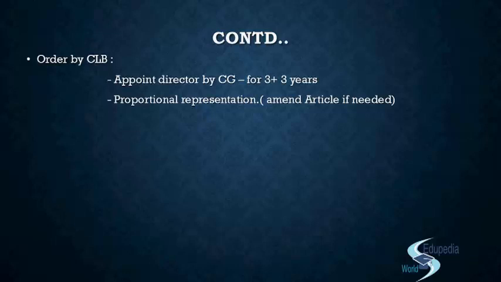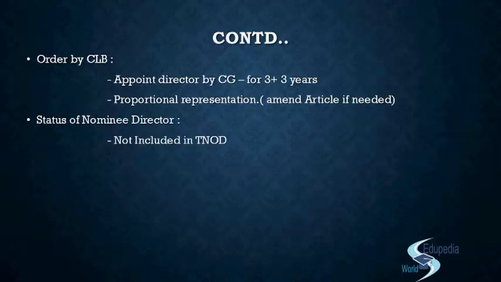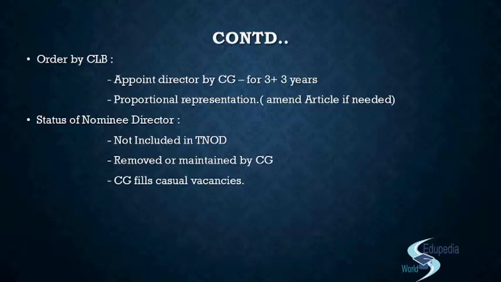Now we would look at the provisions applicable to nominee directors, or to say the status of a nominee director. Nominee directors would not be included in the total number of directors. Hence, if they're not included in the total number of directors, they will not be rotational directors either. So they can be removed by the central government only. And they can also be maintained. Their work will be supervised by the central government. They would have to report to the central government. The entire monitoring will be done by the central government. And last but not least, the central government would fill the casual vacancy that occurs in the place of a nominee director. So when the office of a nominee director stands vacant due to a casual vacancy, the power will not be given to the board to fill it. It would stand with the central government only.